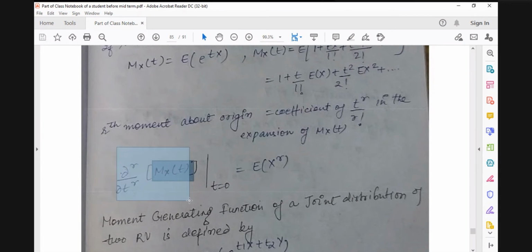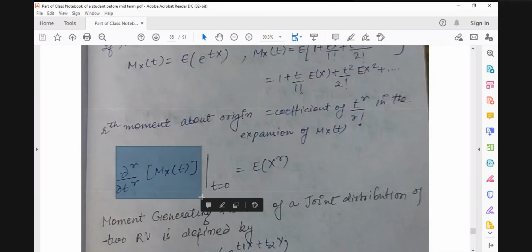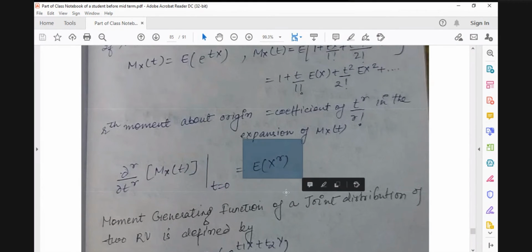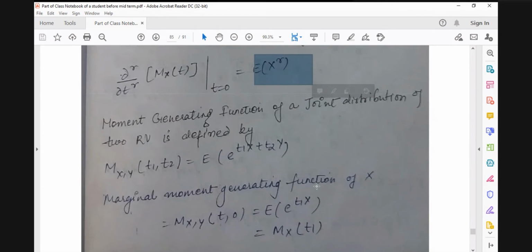Similarly, if you do two time differentiation of M_X(t) and then you substitute t equals 0, you will get the expectation of X squared. So in general, if you differentiate r times M_X(t) with respect to t and then substitute t equal to 0, you will get the expectation of X raised to power r, that is the rth moment about origin.